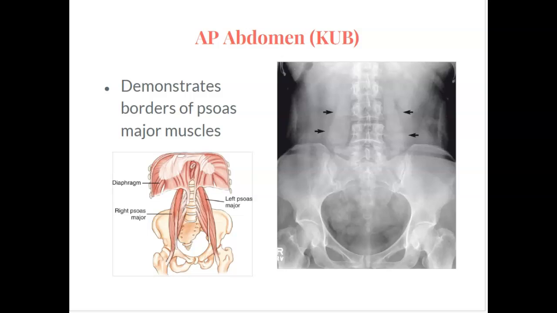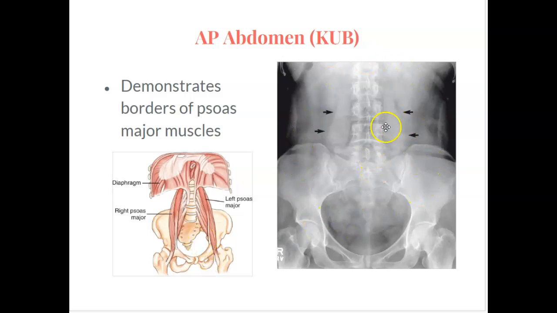So this picture here, looking at this picture on the left-hand side, we have the diaphragm, and then we have muscles called the psoas muscles. The diaphragm is that umbrella-shaped muscle that separates the abdominal cavity from the thoracic cavity. And then we have the psoas muscles, which are going to be located on either side of the lumbar vertebral column. So again, here's just a diagram of it. The diaphragm with the psoas muscles.